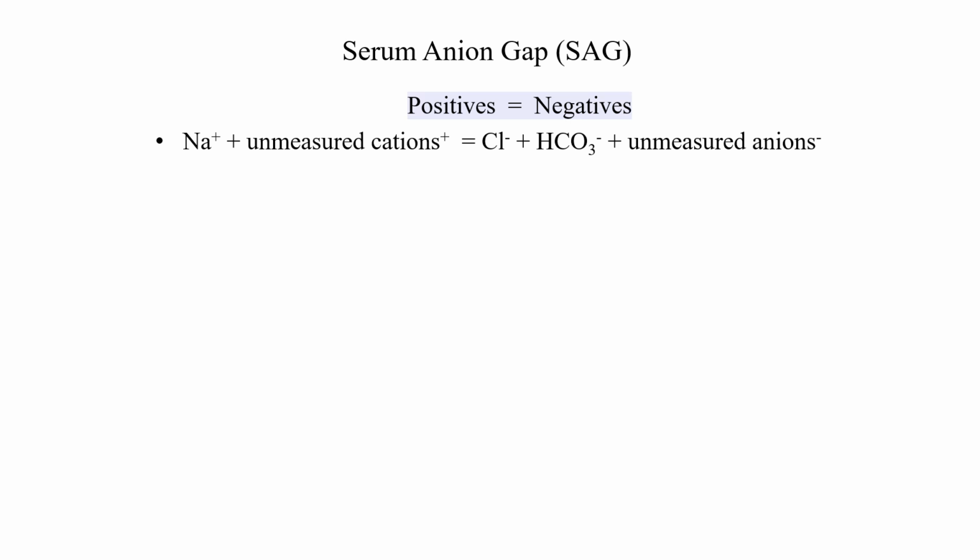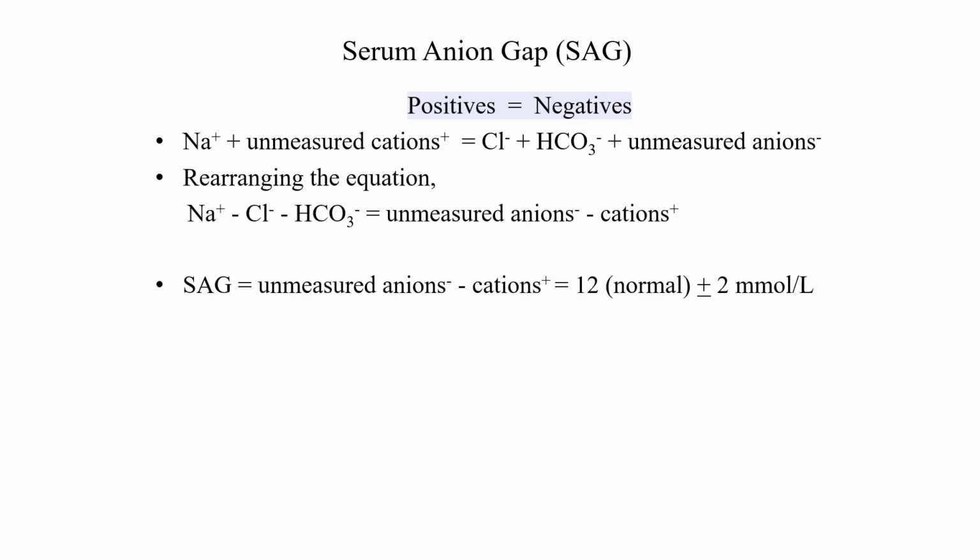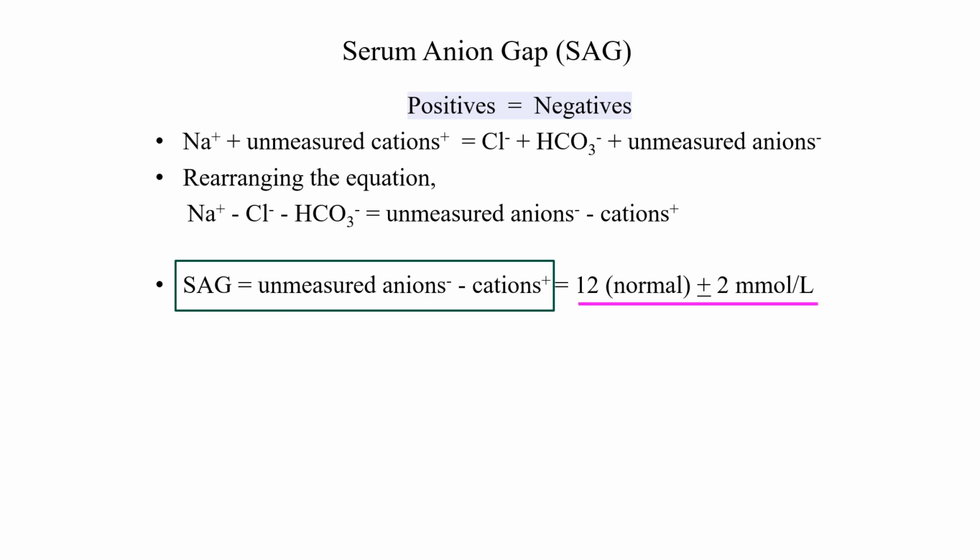Since we routinely measure serum sodium, chloride, and bicarbonate in the blood, we rearrange the equation and put all of them on one side of the equation and the unmeasured anions and cations on the other side of the equation. This entity of the difference of unmeasured anions and cations in the blood is referred to as serum anion gap. The serum anion gap is typically 12 plus or minus 2 millimoles per liter in individuals with normal blood tests.